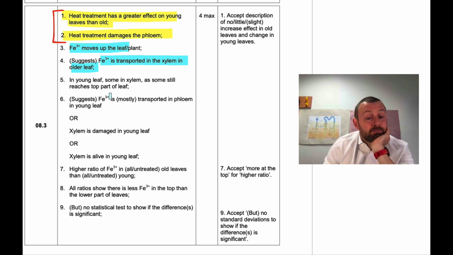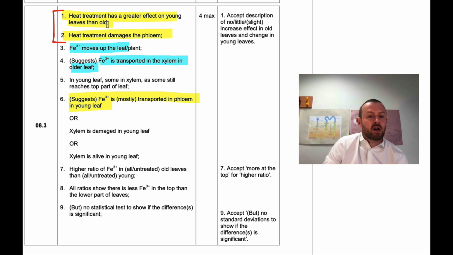That's interesting. Yeah, and I don't know why these mark scheme points are grouped in a bit of a weird way. I've highlighted in yellow the points that I think go together. Heat treatment has a greater effect on the young leaves. Heat treatment damages the phloem, and it suggests that Fe3+ is mostly transported in the phloem in the young leaf. Whereas in the old leaf, Fe3+ moves up the plant in the xylem.